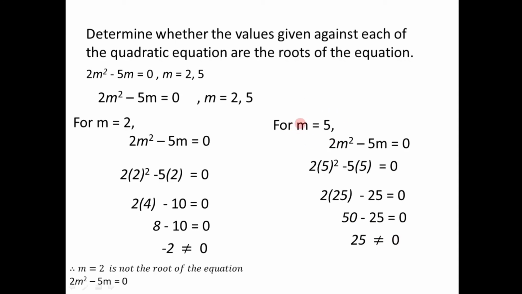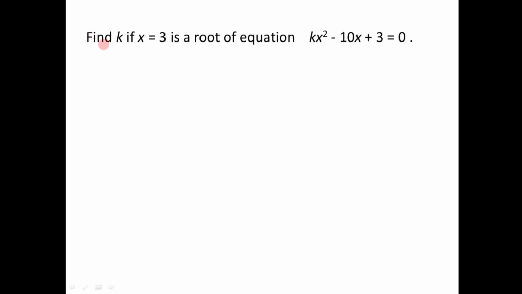So when we put m is equal to 5 in this equation, we do not get both sides of the equation equal. That's why it is also not the root of the equation 2m square minus 5m is equal to 0. So in this case, m is equal to 2 and 5 both are not the roots of the given equation.